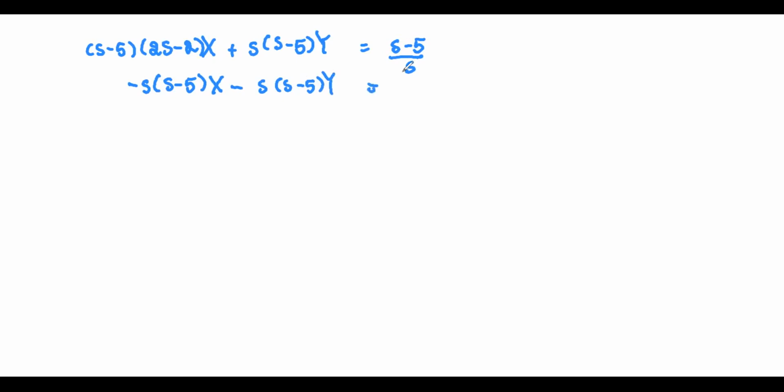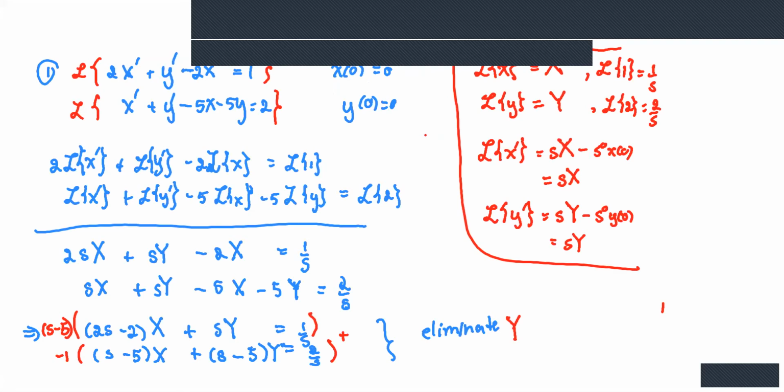Negative 1 times 2 over s. No, negative 2. Let me see. Did I miss anything? I multiply by, oh, I have to multiply by negative s actually, because I have s here. So I multiply by negative s for the second one. I have s minus 5, so I multiply by s minus 5 for the first one.